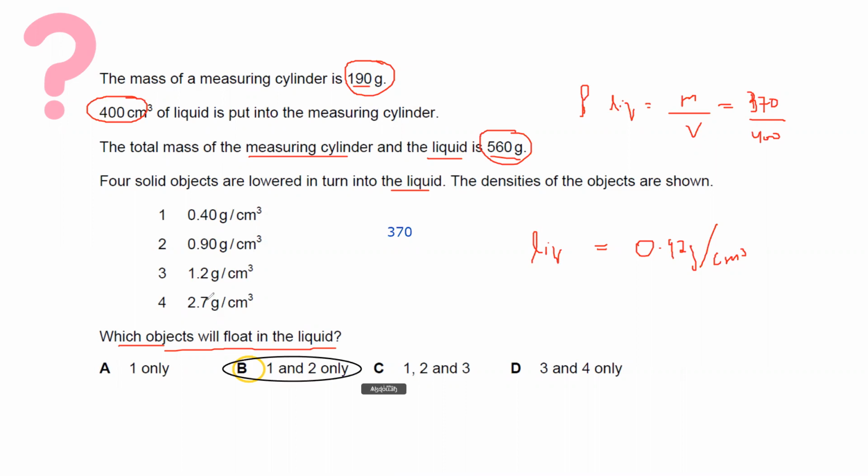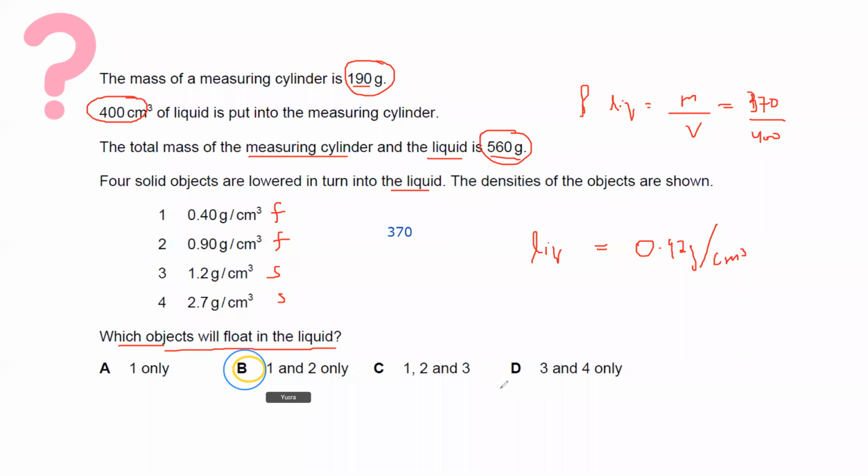The question is how many objects will float? When we place object 1, because its density is lower, it will float. Object 2 will float. Even if it is 0.92, it will also float, because the density of the object should be less than or equal to the density of the fluid. So this is 0.92 and this is 0.9, so it is less. That's why this will float. This will sink, this will also sink. So B will be the, yes Abdullah?